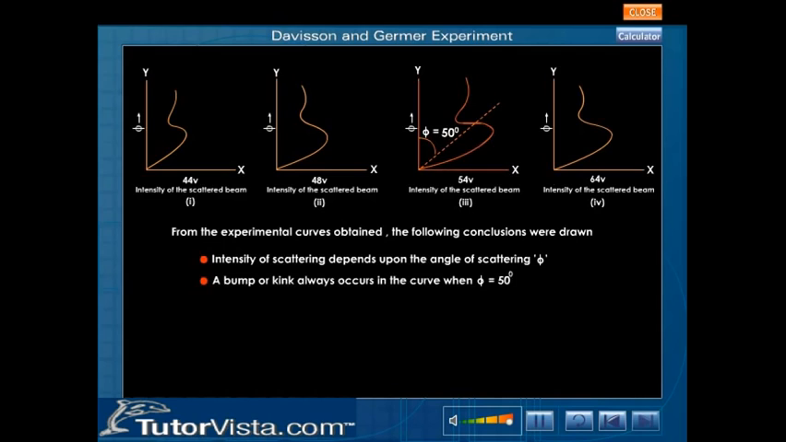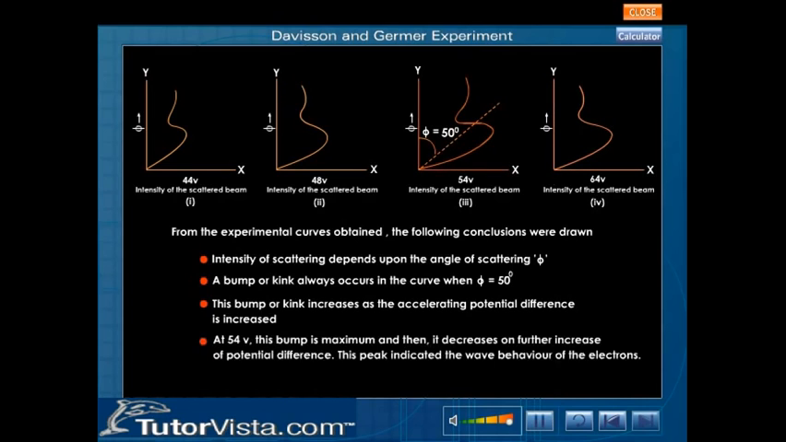A bump or kink always occurs in the curve when phi is equal to 50 degrees. This bump or kink increases as the accelerating potential difference is increased. At 54 volts, this bump is maximum and then it decreases on further increase of potential difference. This peak indicated the wave behavior of the electrons. Thus, the Davisson-Germer experiment verifies de Broglie's hypothesis of the wave nature of matter particles.